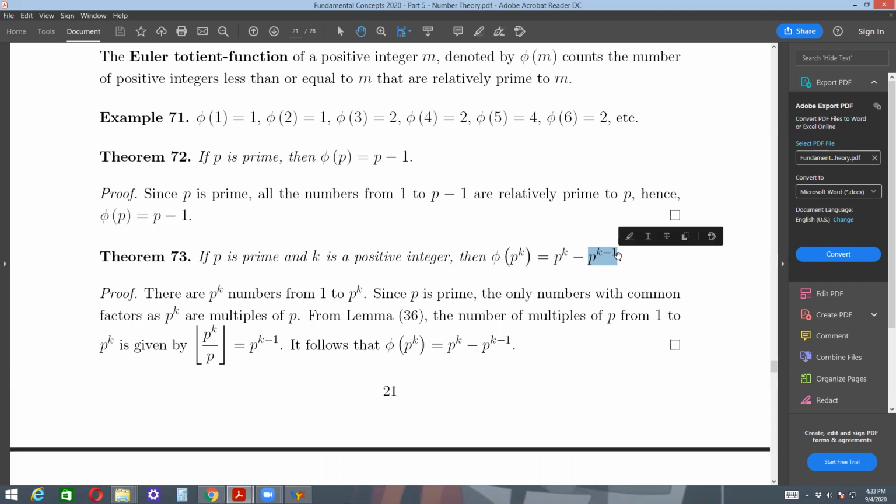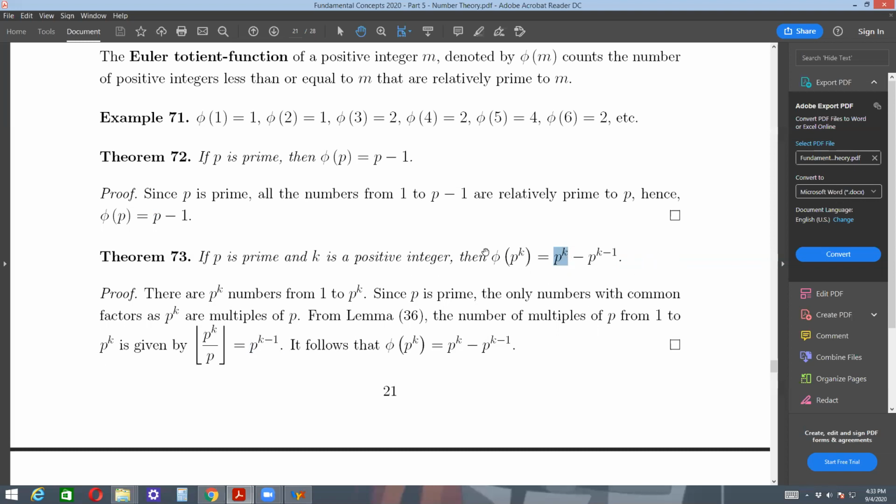And there's a proof here. The reason it works is that you can count the numbers from 1 to p to the power k that have p as a factor, and that is just the floor of p to the power k divided by p, using the formula we had above. That's the number of multiples of p from 1 to p to the power k, and that works out to be this. So if you know that this many numbers are divisible by p, you just subtract that from the total number, which is p to the power of k, and you get your answer.